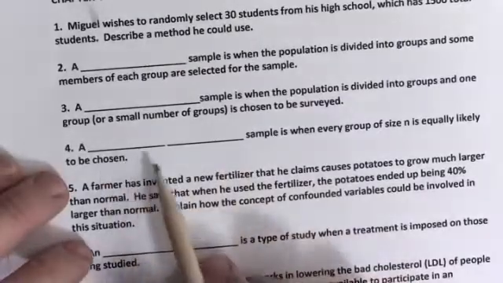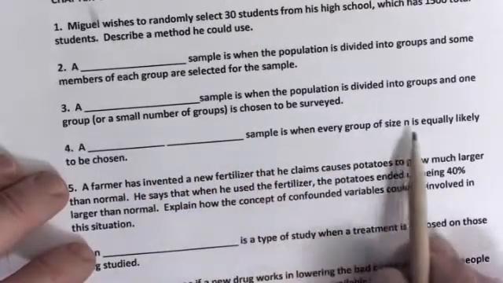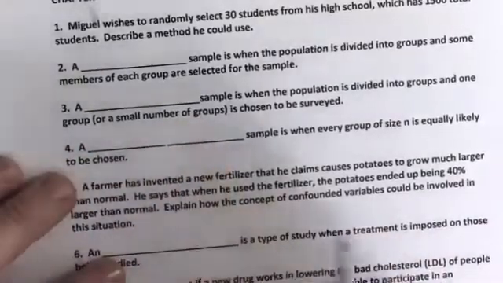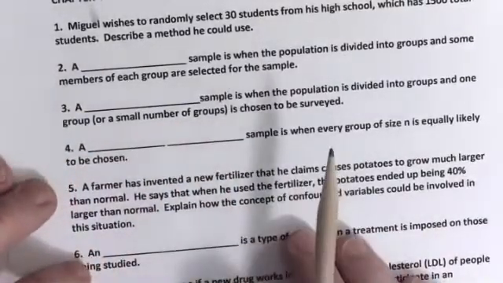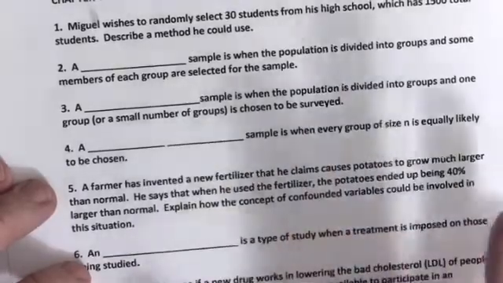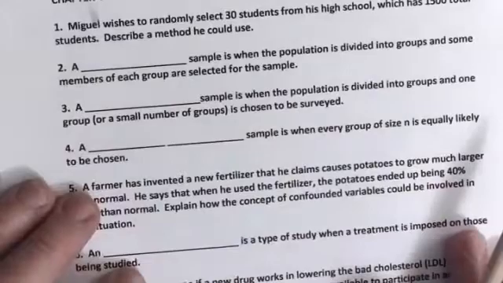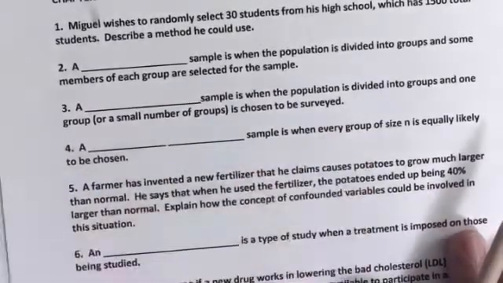Number four, a blank sample is when every group of size n is equally likely to be chosen. That is a simple random sample, when every group of size n is equally likely to be chosen. Now, just a random sample means that everybody in the population is equally likely to be chosen. So a simple random sample is more specific than that.